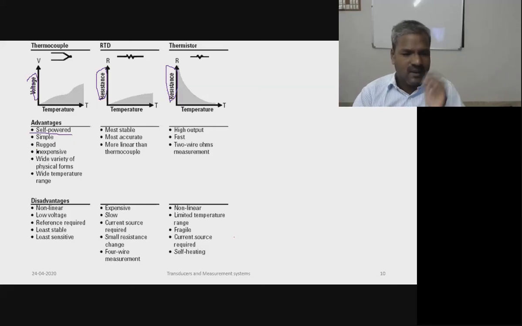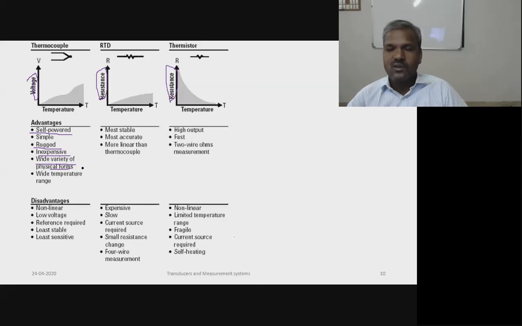It is rugged in nature, it never fails easily, and it is inexpensive, very cheap. There is a wide variety of physical forms, meaning J type, K type, S type, T type. Based on the metal combination, we can classify thermocouples. The range is wide, as I said, from minus 200 degrees Celsius to 1500 degrees Celsius. For more than 1500 degrees Celsius, another temperature device is available.